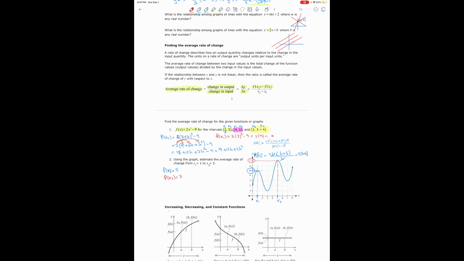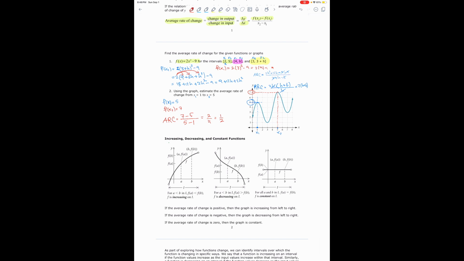And now I'm ready to apply the formula for average rate of change, being lazy again. f of x2 is 7 minus f of x1 is 5, over x2 is 5 minus x1 is 1. So that will be equal to 2 over 4, which is equal to 1/2. And again, this is unitless because I don't have units here.